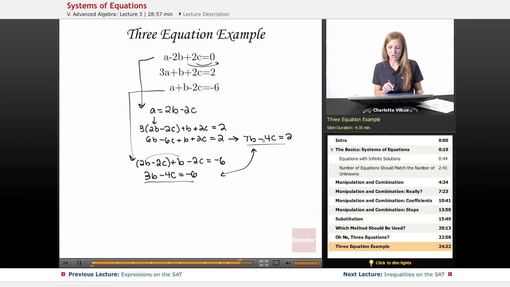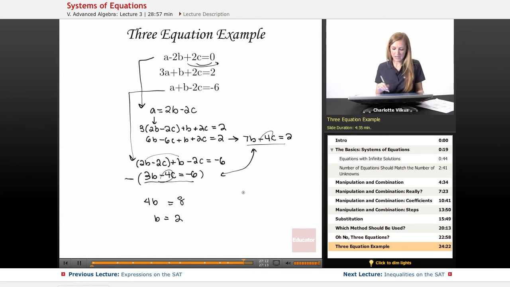Looking at these two, right away I see that I have the same coefficient on c. So I'm going to want to use combination and elimination here, and I subtract the two because they have the same sign. If I subtract this one from that one, I'm going to get 7b minus 3b is 4b. -4c minus -4c is going to give me 0c. And then 2 minus -6 is going to give me 8. So I have b equal to 2.